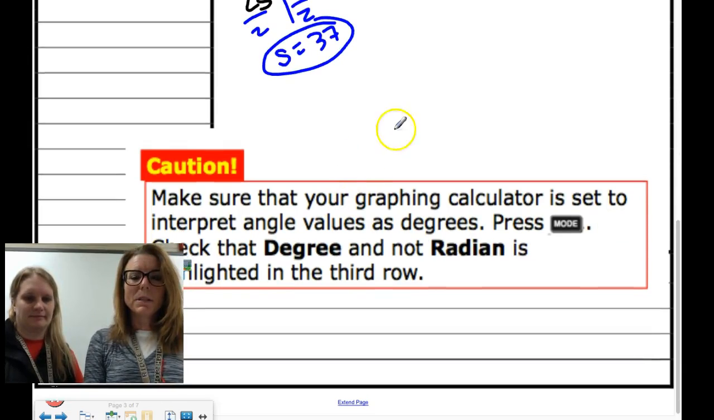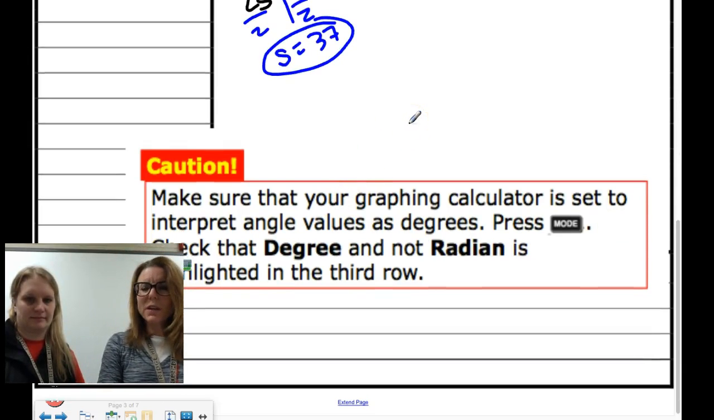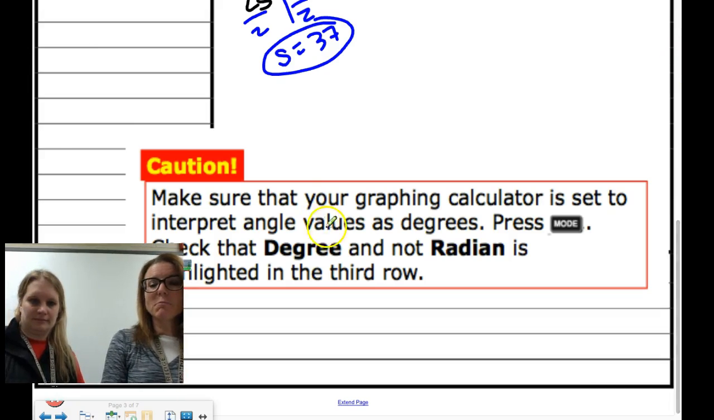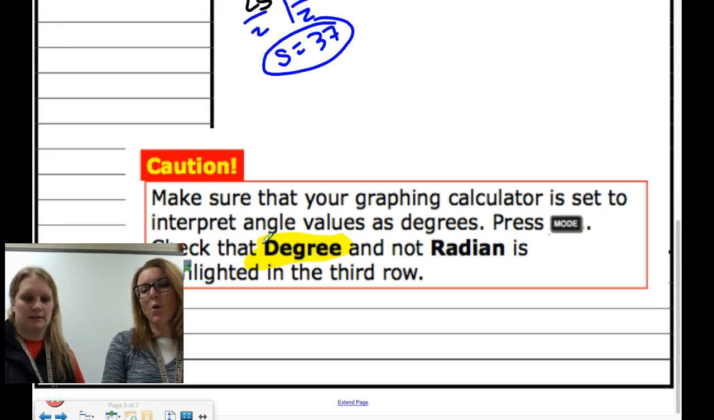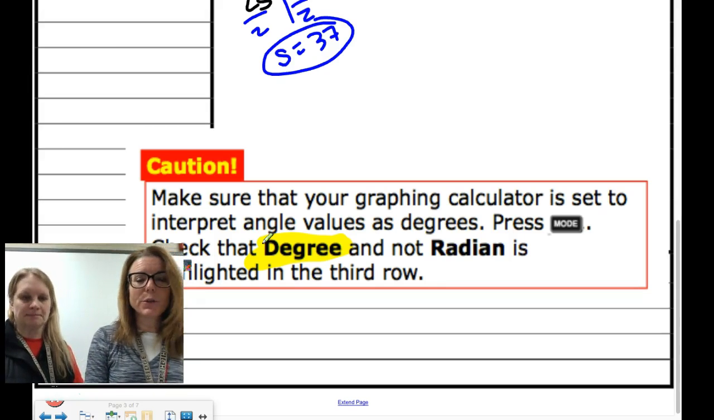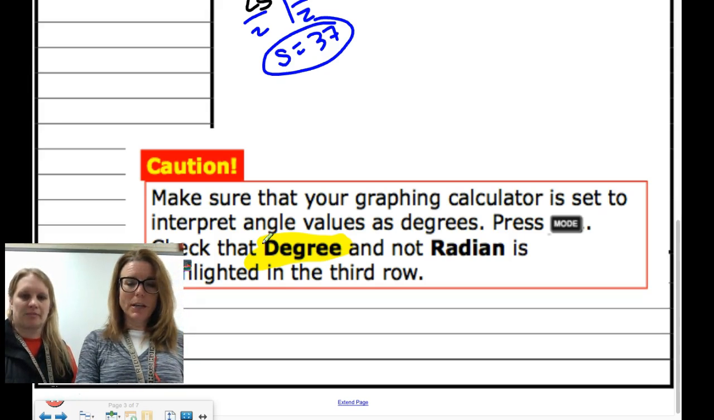Make sure that your graphing calculator is set to interpret angle values as degrees. We'll go over this in class, but you want to press mode and check that degree and not radian is highlighted in the third row when you press mode. It's pretty easy, and we'll double check it for you in class.